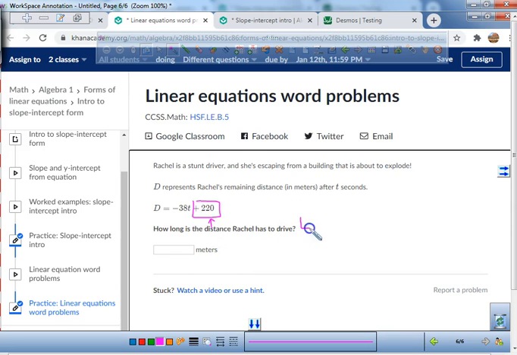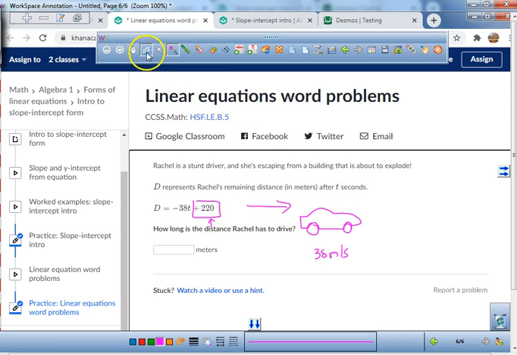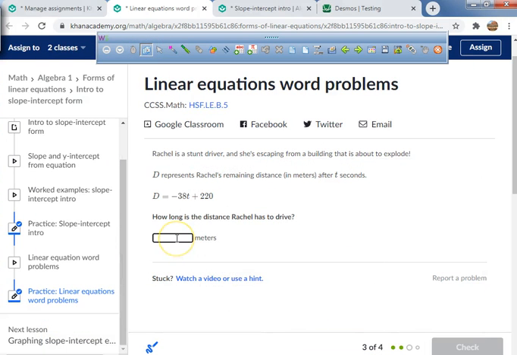Because I guess she's a stunt driver, so she's in her car. I know this is a horrible car drawing. There's her car, and she's driving to escape. Her speed is 38 meters per second, but she's got 220 meters to get out of that. Sorry, I just couldn't help it. I had to draw.